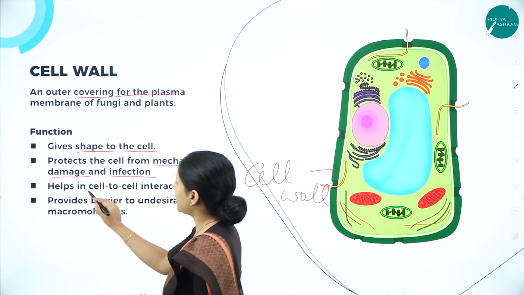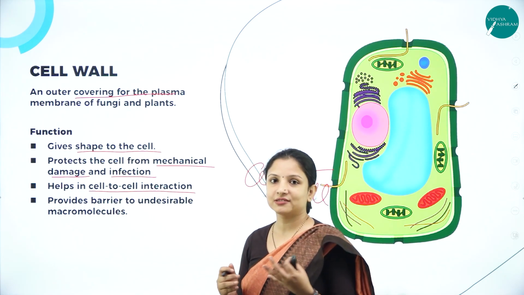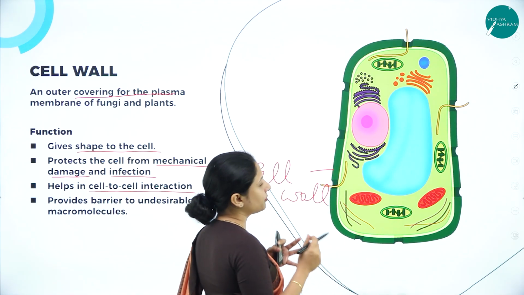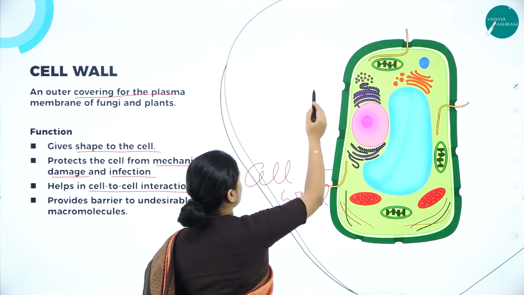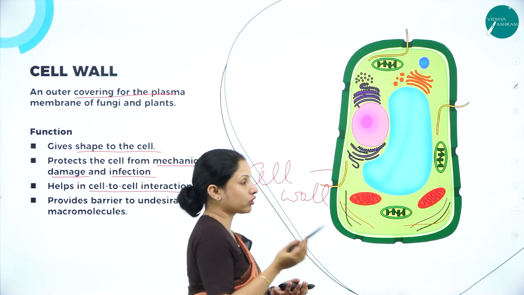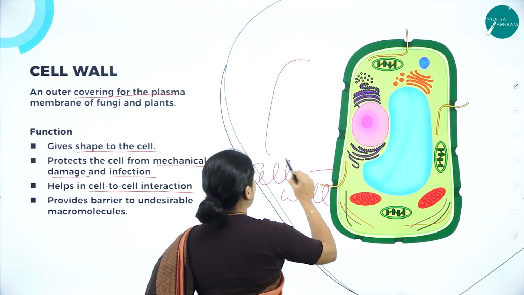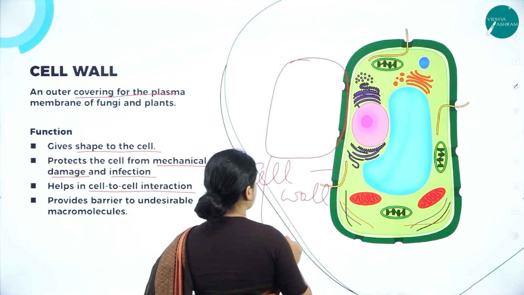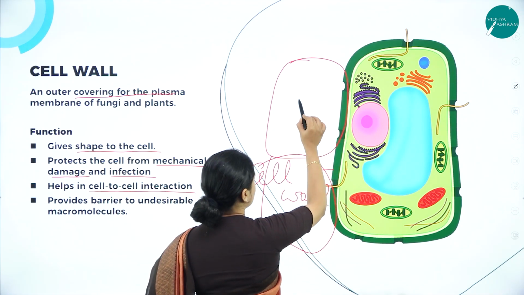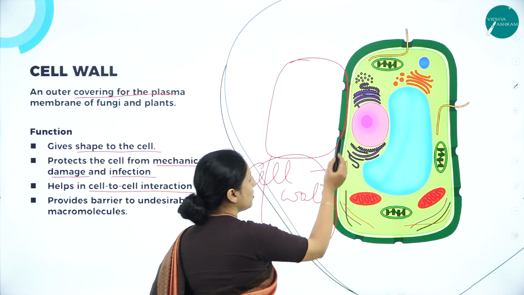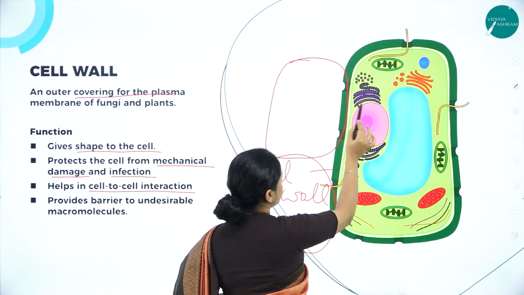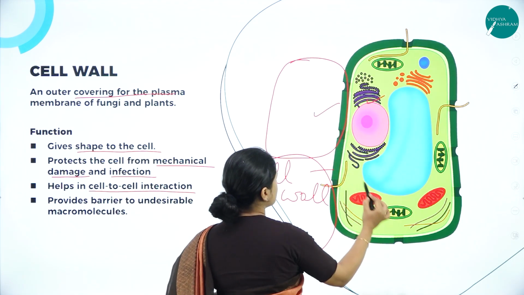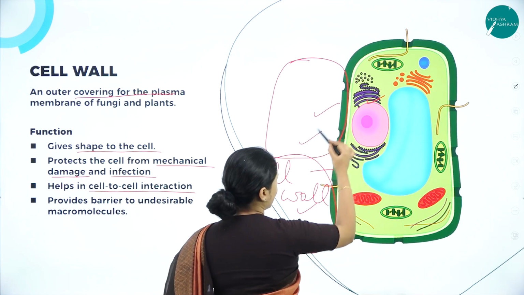Next, it helps in cell-to-cell interaction. Cell-to-cell interaction means in plants or in animals, we know that, especially in plants, because we are talking about cell wall here, there are numerous cells that are present here, right? The same thing here also, it will continue here also. So there has to be an interaction between this cell with that of this cell with this and all that, right?